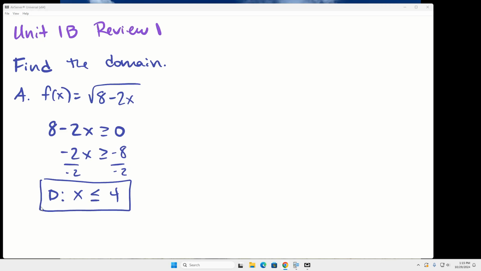All right, and then for b, we have f of x equals x over x plus 2. This one has the other thing that restricts the domain. We have a variable in the denominator. Now, does this x in the numerator matter at all for your domain? It doesn't. We don't care. All we care about is this.